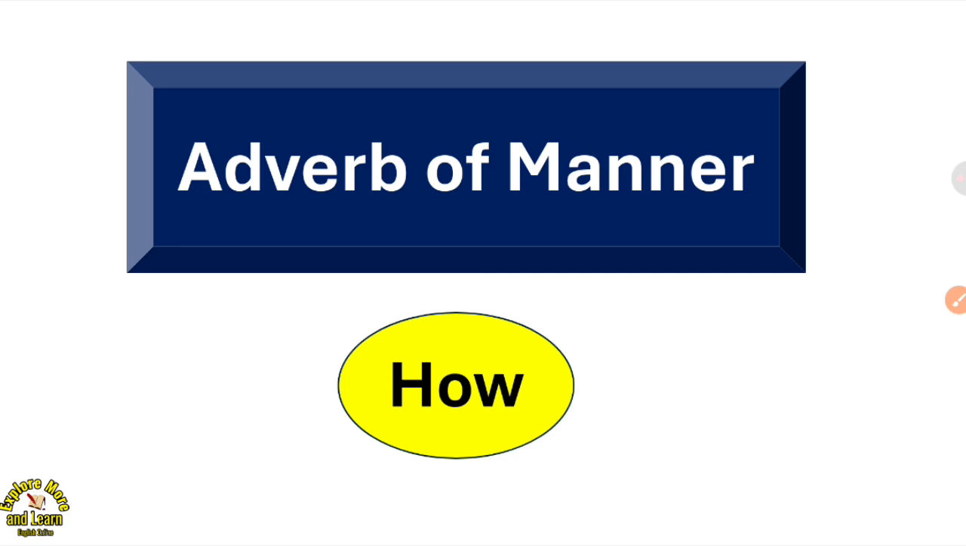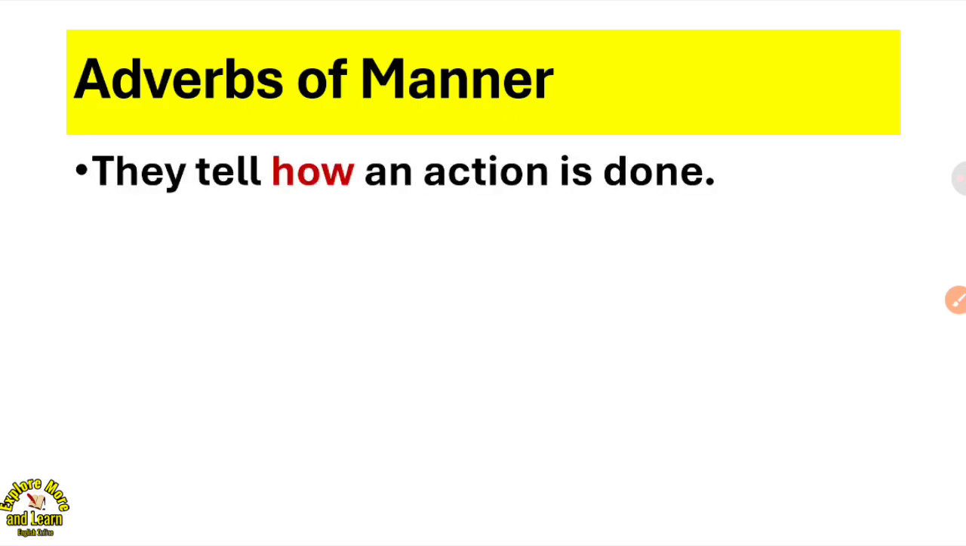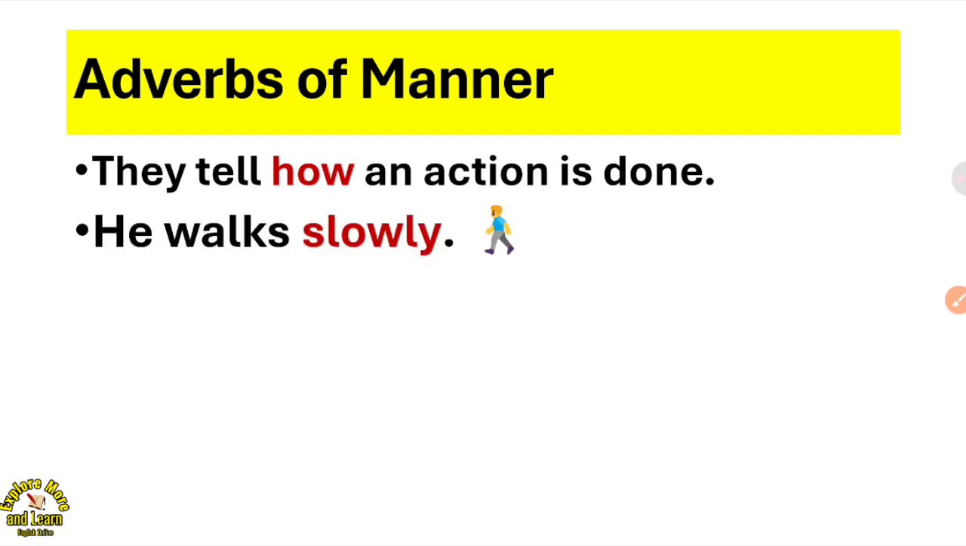You will get the answer for adverb of manner if you ask a question with how. Okay, when you start your question with how, you will get the answer in adverb of manner. So they tell how an action is done. In the beginning I gave you some examples. So when you ask how, you will get the answer word, that will be an adverb of manner. For example, he walks slowly. So how does he walk? You will get he walks slowly. Slowly is your answer, and that is an adverb of manner, because they tell how an action is done.